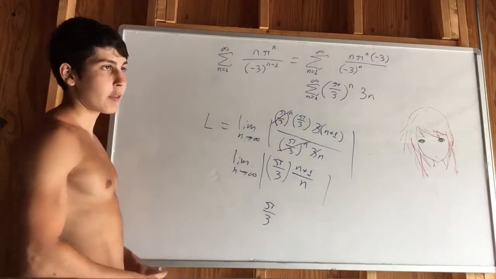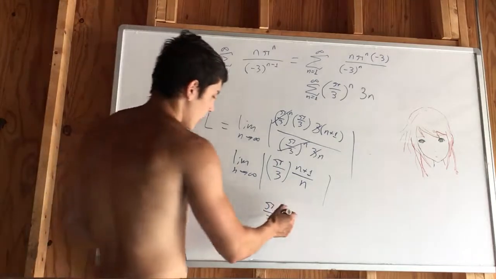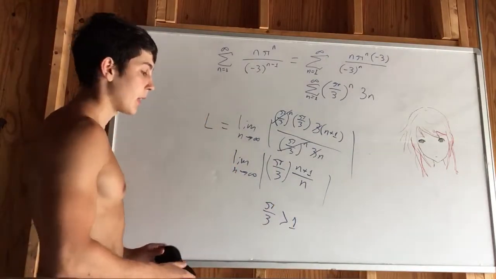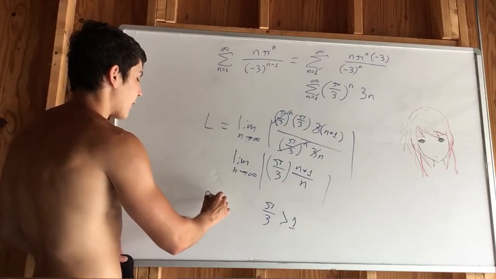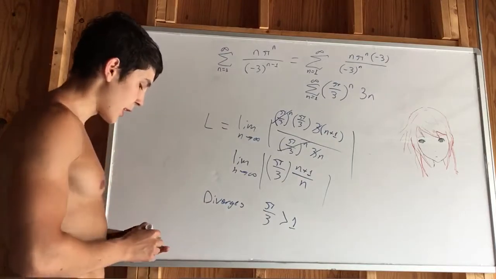Now we ask, is pi over 3 greater than 1, equal to 1, or less than 1? Well, it's greater than 1 because the numerator is greater than the denominator. So that means that this diverges. This diverges by the ratio test.